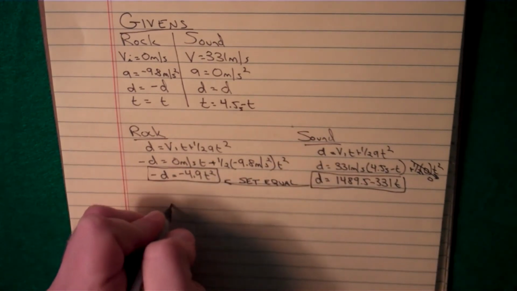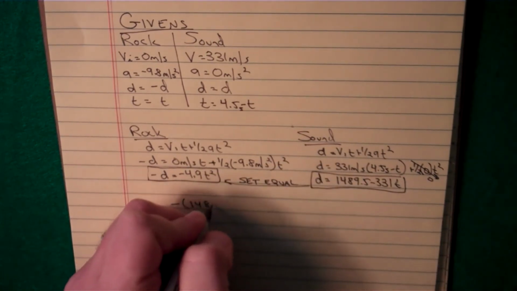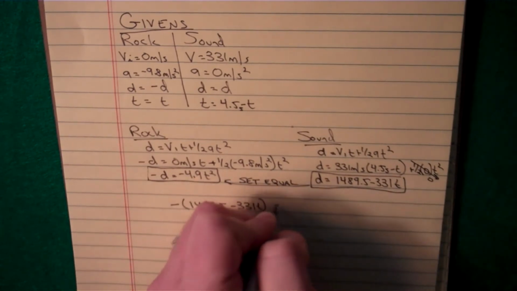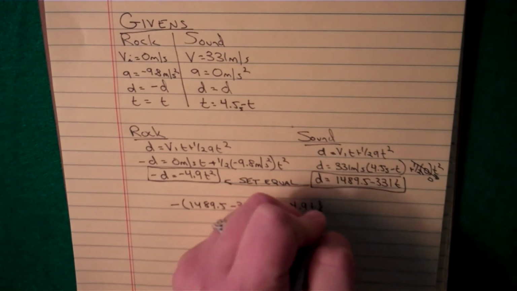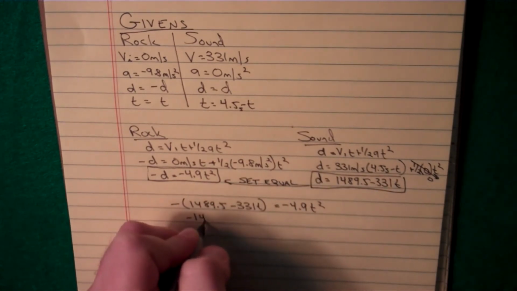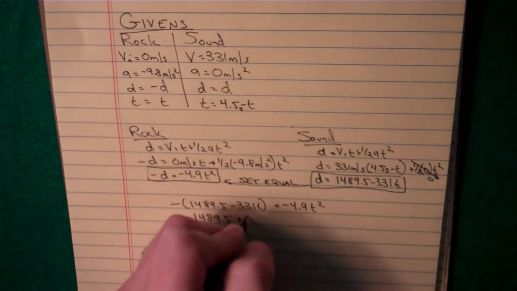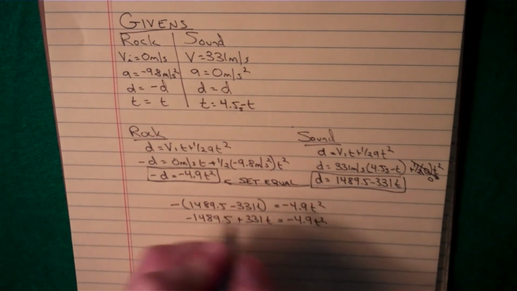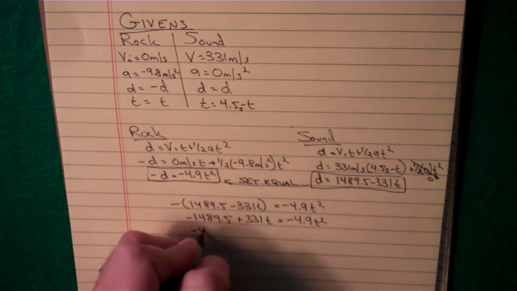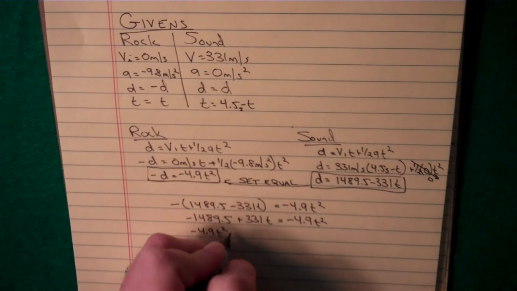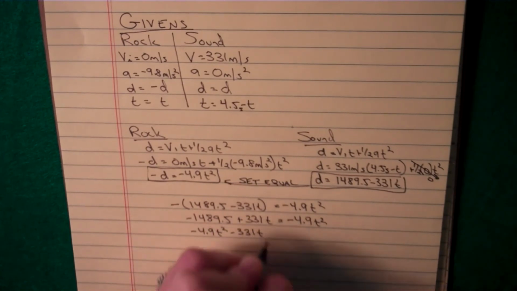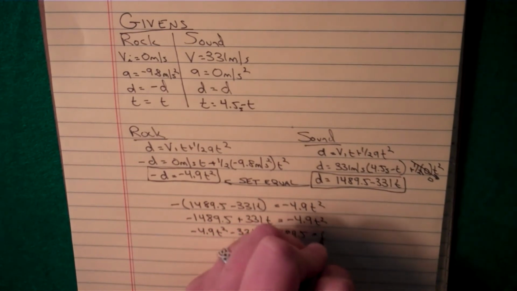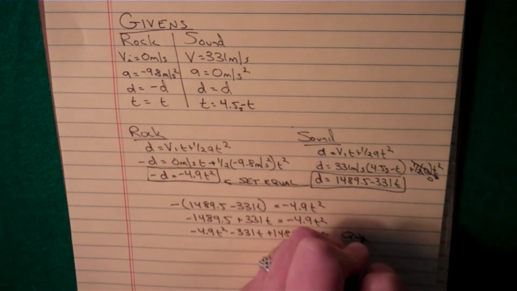As long as we use the negative sign for the d, the terms will work out properly. So we'll substitute these two equations into one another and have the following. Negative quantity, 1489.5 minus 331t equals negative 4.9 t squared. Further simplifying will reveal a standard quadratic equation format. Negative 4.9 t squared minus 331t plus 1489.5 equals 0.